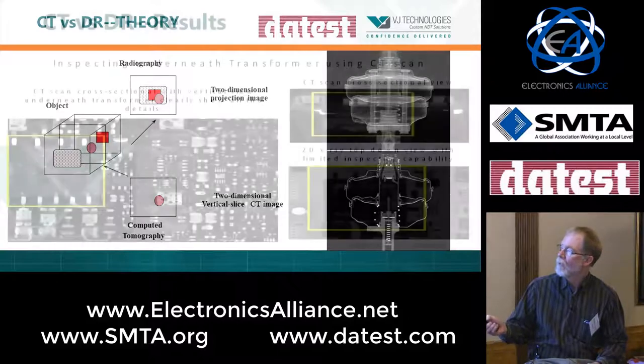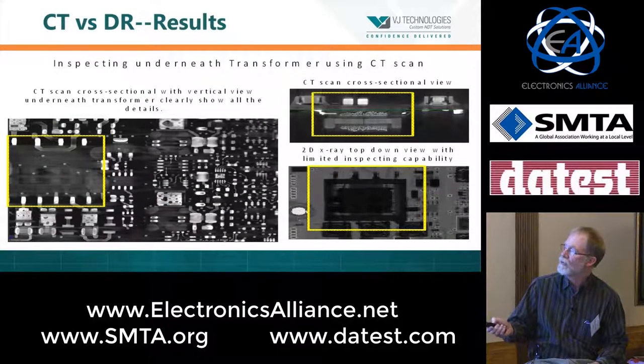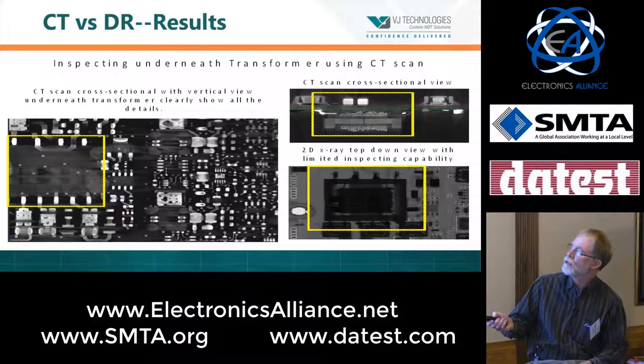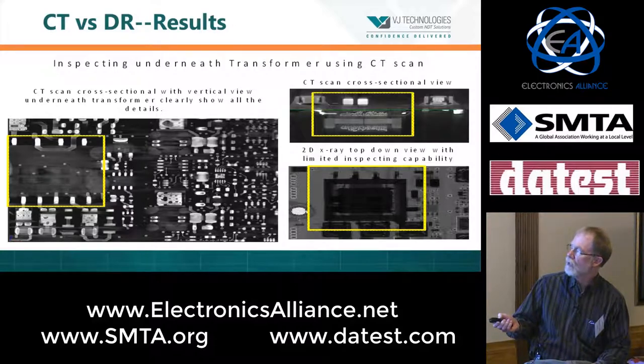Why do you do that? Well, you get better pictures with CT. You get more clarity. You get more detail. This image is looking beneath a transformer on a board, and two of the pictures are taken using CT scan, and one of the pictures is taken using conventional 2D top-down x-ray. It's the same thing, same board, same transformer, different results.